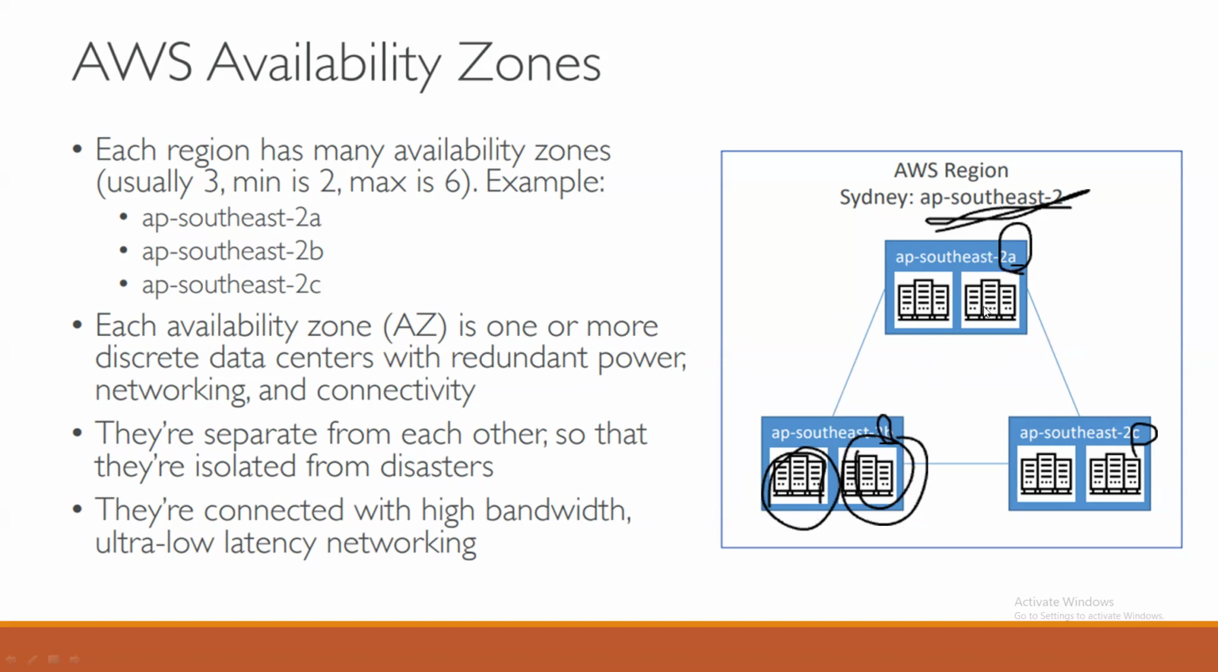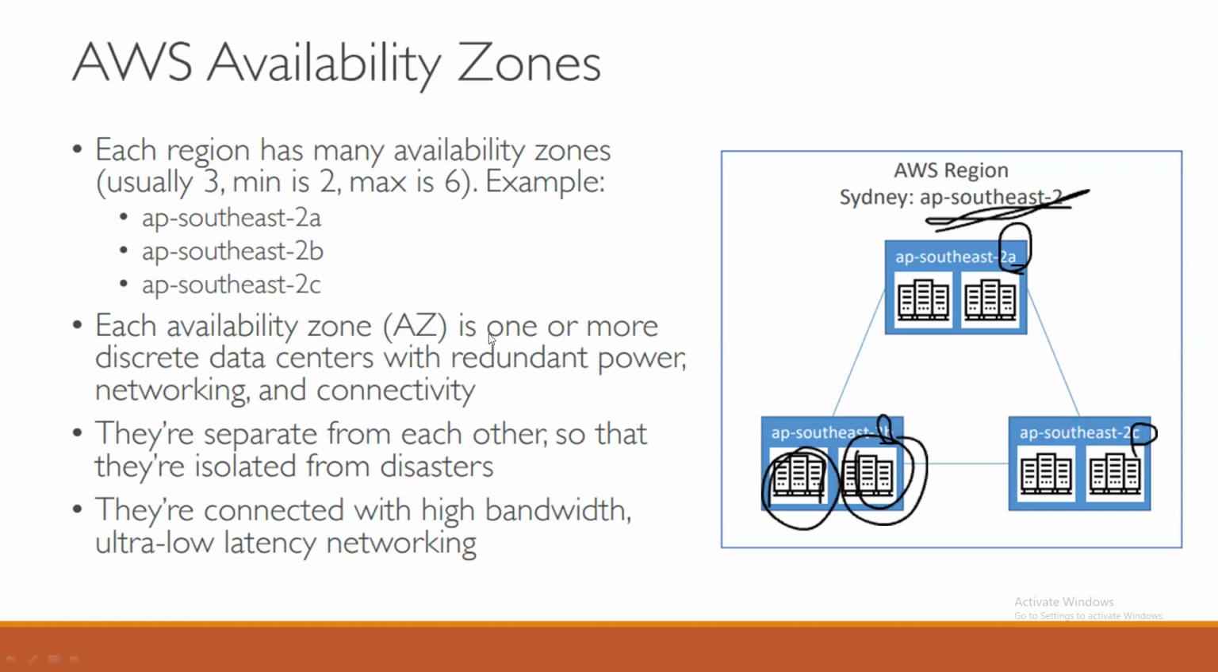You see, this is one data center, another data center, and so on. Each region has many availability zones, usually 3, minimum 2, maximum 6. For example, AP Southeast 2A, AP Southeast 2B, AP Southeast 2C. So here we have 3.